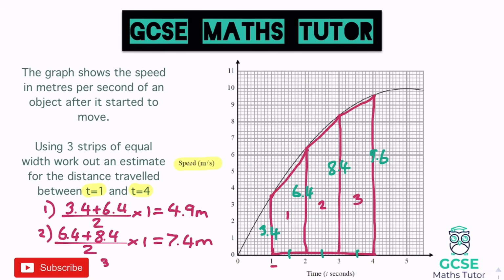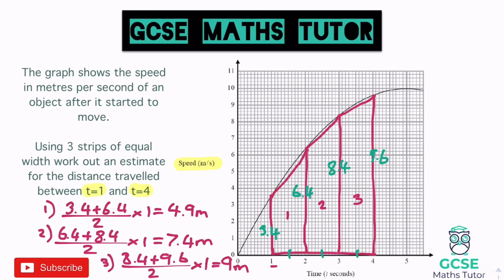And then we're going to do our third trapezium. Let's see what we get for that. So we have 8.4 plus 9.6. And again, we're going to divide that by 2, and times it by 1, the distance between them. So 8.4 plus 9.6 is 18, and dividing that by 2 gives you an answer of 9. There we go, so that's 9 meters.